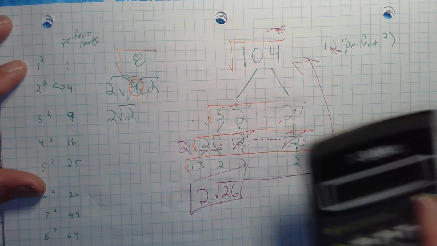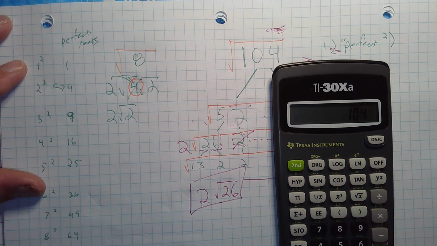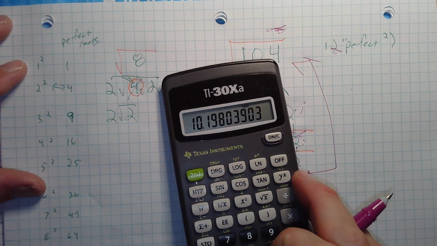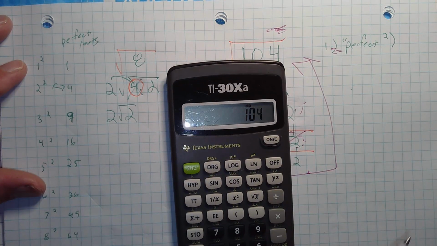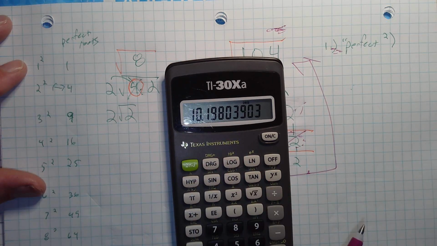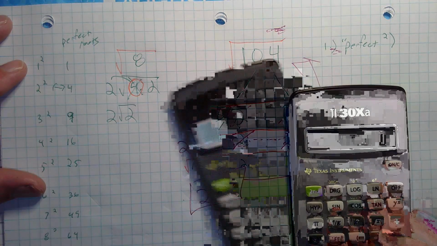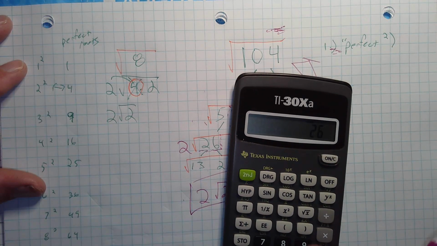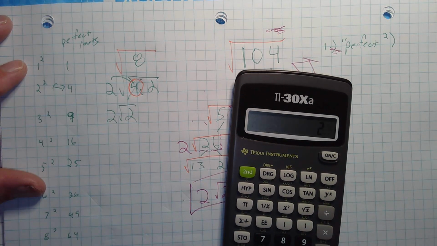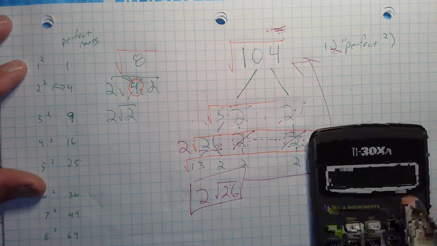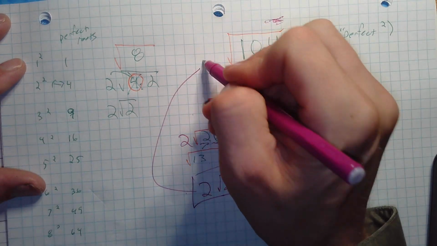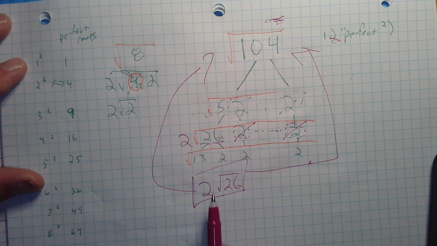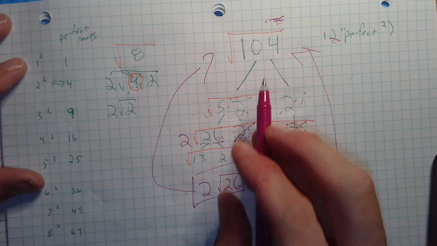And I can double check. I can do the square root of 104. It's that number. I'll do it again, the square root of 104. It's that number. And then I have 2 times the square root of 26. It's the same number. So these are the same. That's how you reduce a radical into its simplest term.